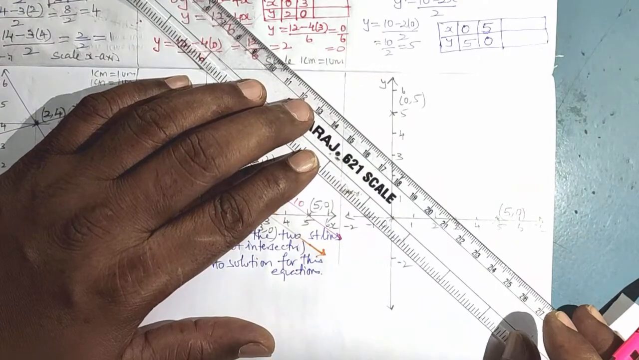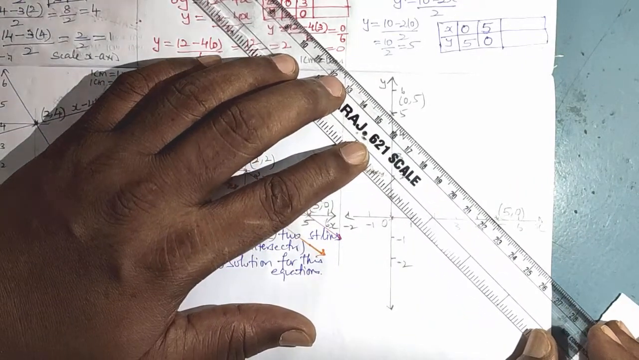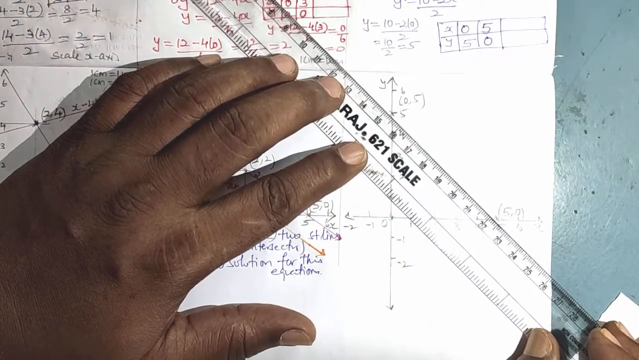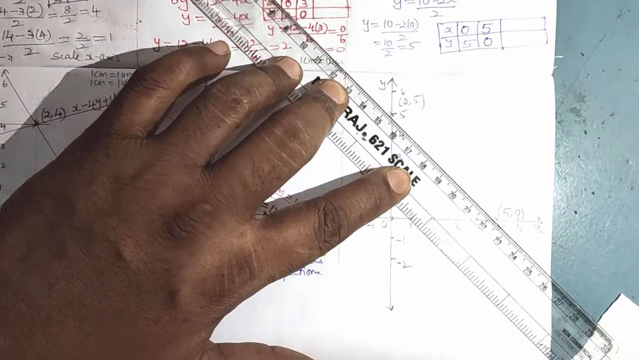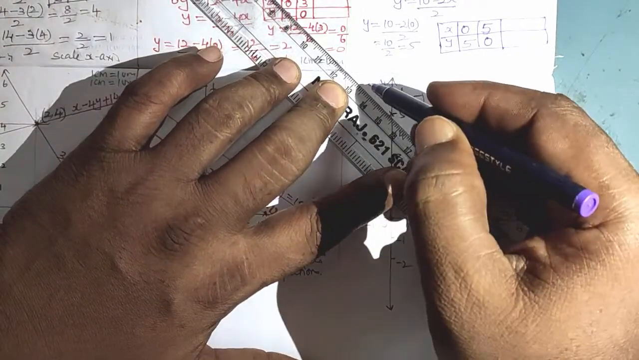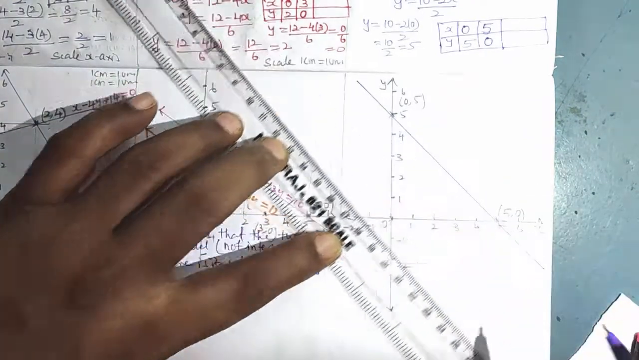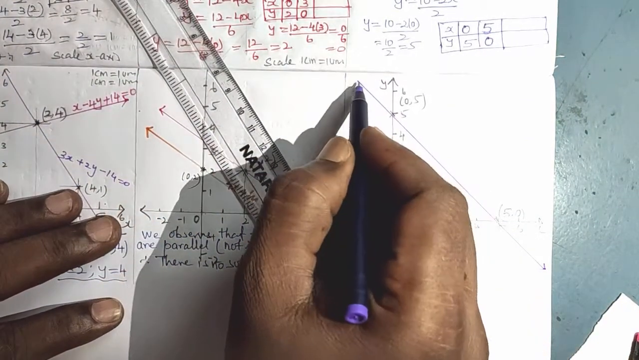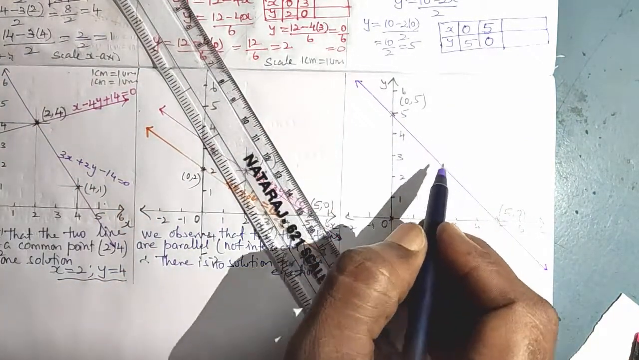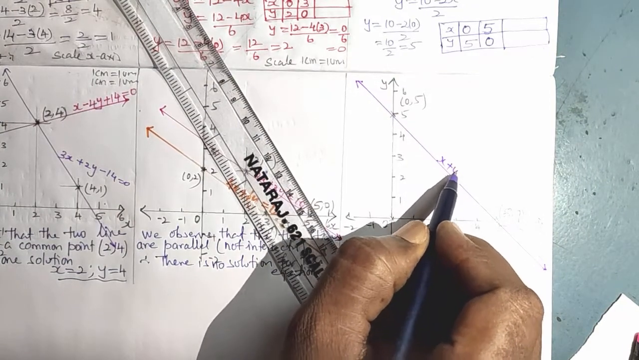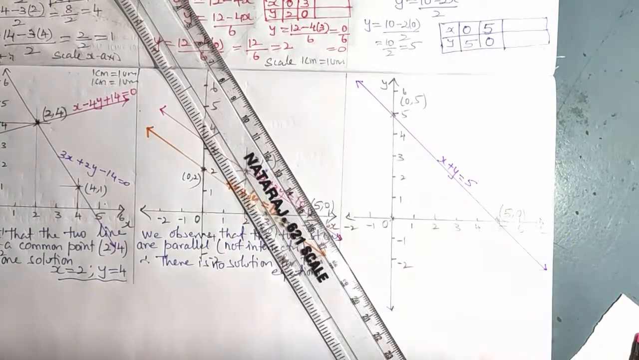If I join these, what will I get? A straight line. You see, I will join these 2 points. So I have got a straight line. What does this straight line represent? Which equation? The straight line represents x plus y equals 5.